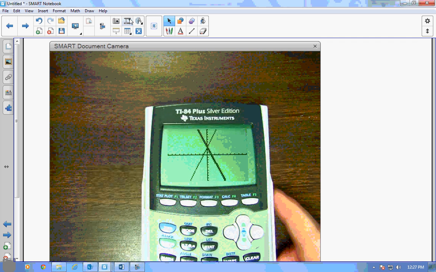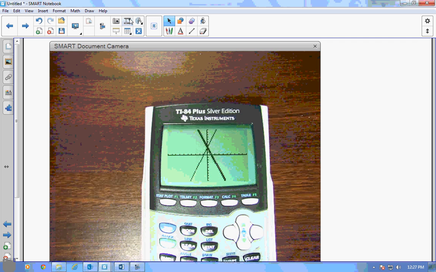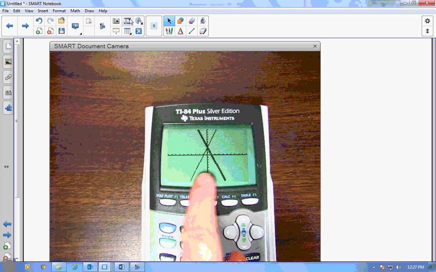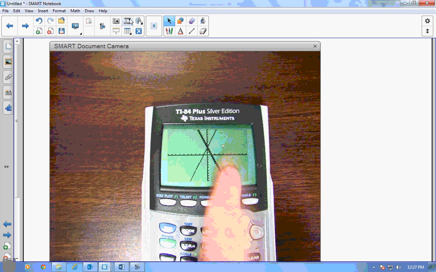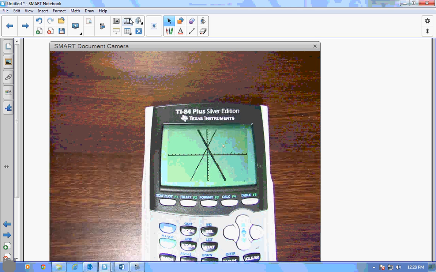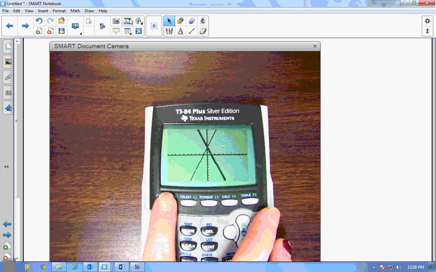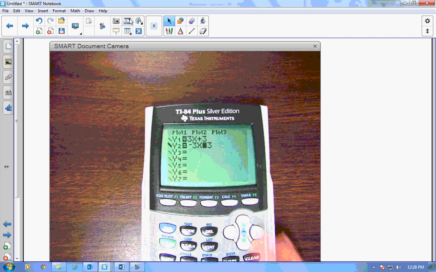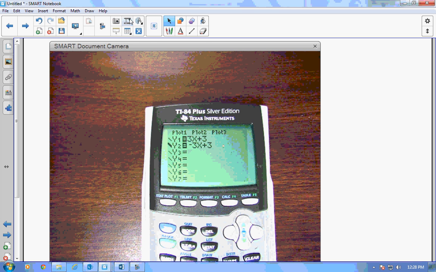Okay, so the thick line's the new line. Did it flip like we expected? First it was going up and now it's going down, so yes. Okay, so that's a flip around the x-axis. Now go back to y equals. On the y2, I'm going to change this to our second one. Actually, I lied. I'm not going to change it. I'm going to make a new one, y3. Negative 3x minus 3.